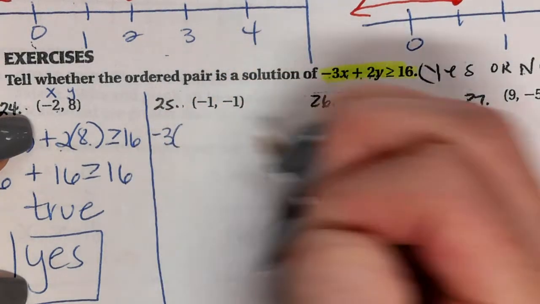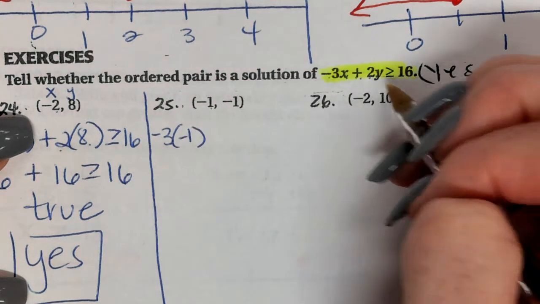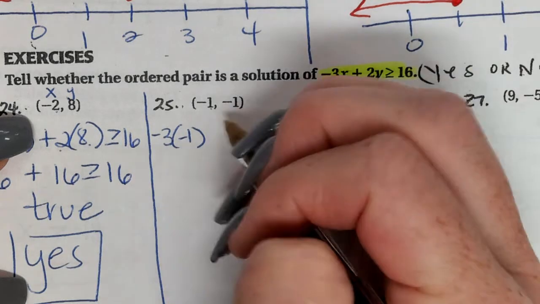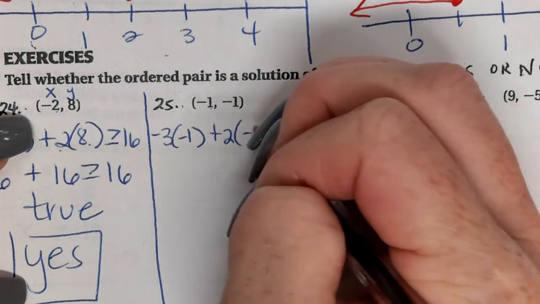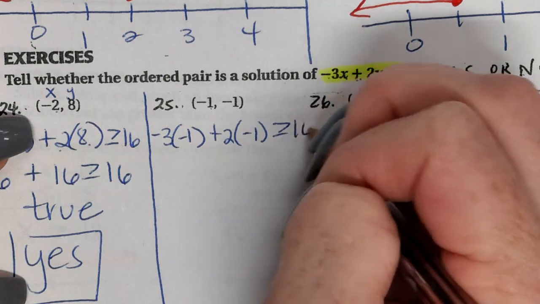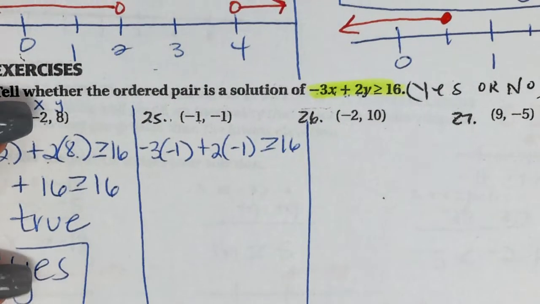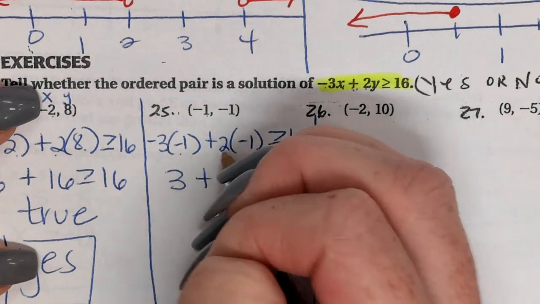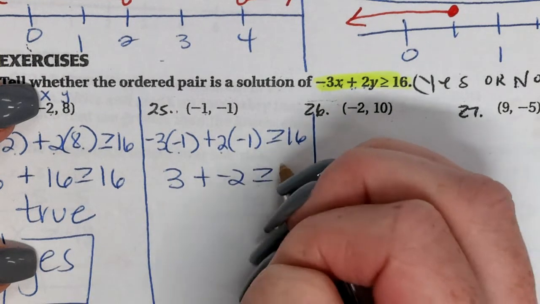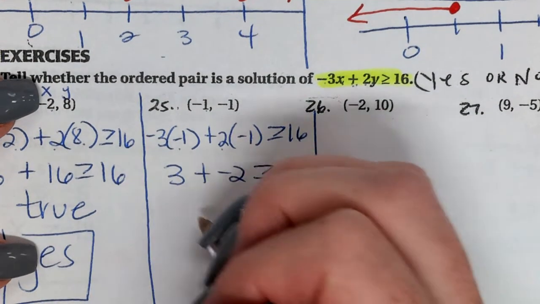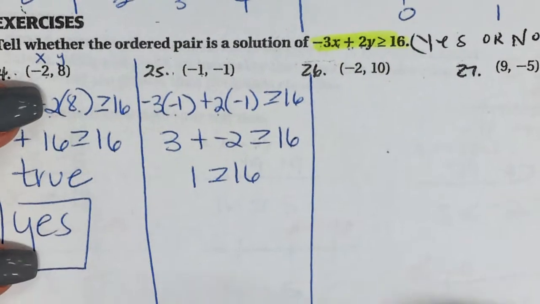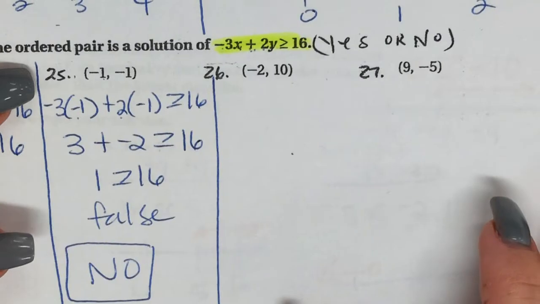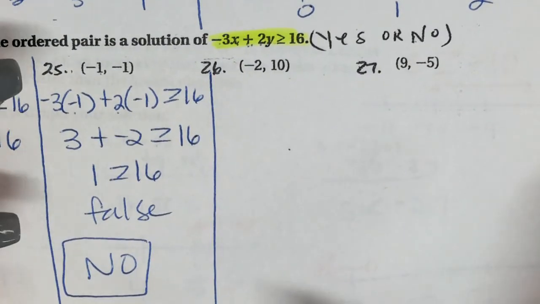Negative 3 times x. What's x? Okay, what's next in the inequality? Plus 2 times, has to be greater than or equal to? All right, and I just see if it's true or false. Negative 3 times negative 1 is positive 3, plus 2 times negative 1 is negative 2, greater than or equal to 16. 3 plus negative 2 is 1. Is 1 greater than or equal to 16? This is false, so the answer is no. Do y'all understand how to set these up?